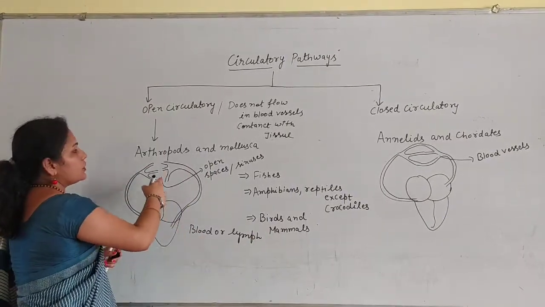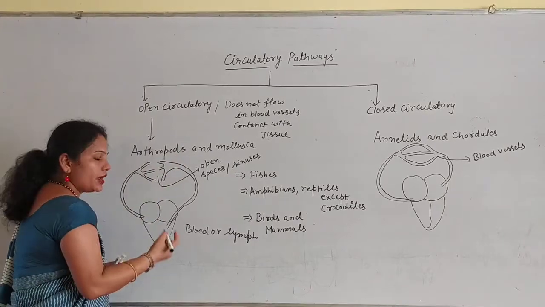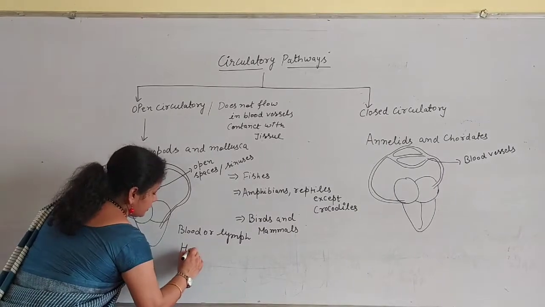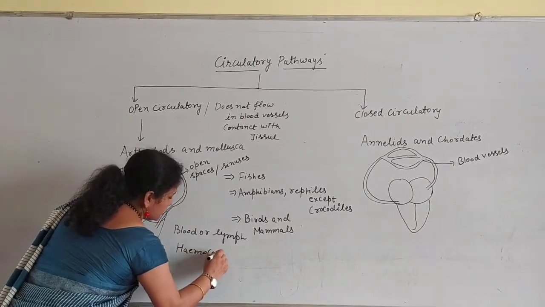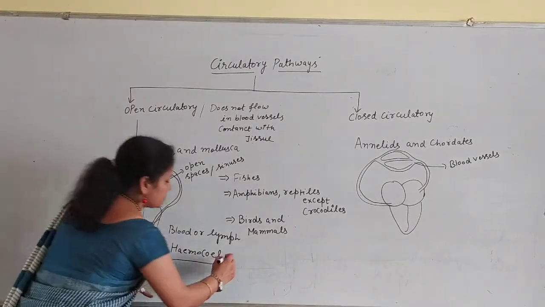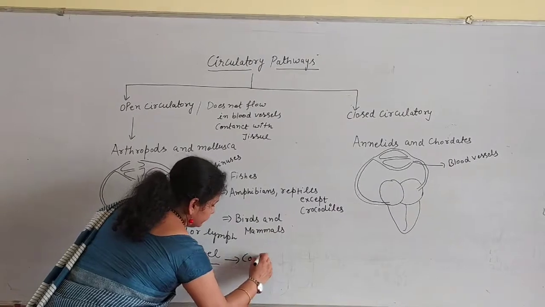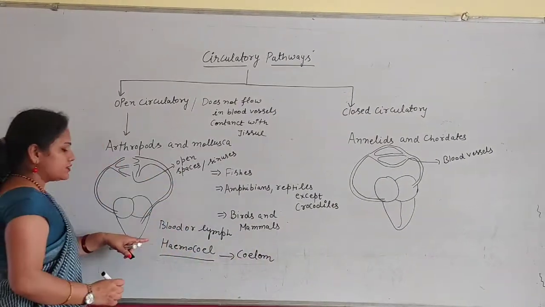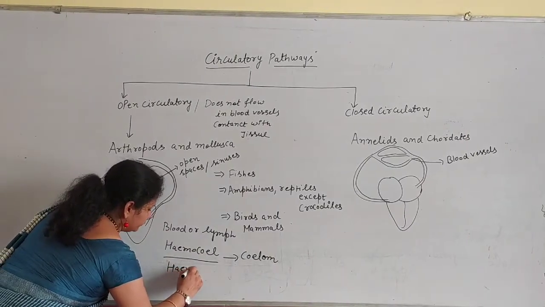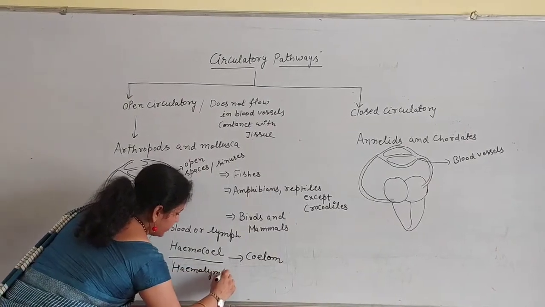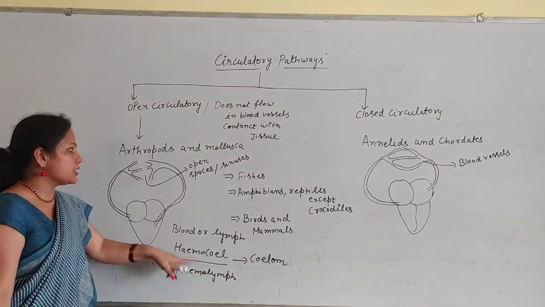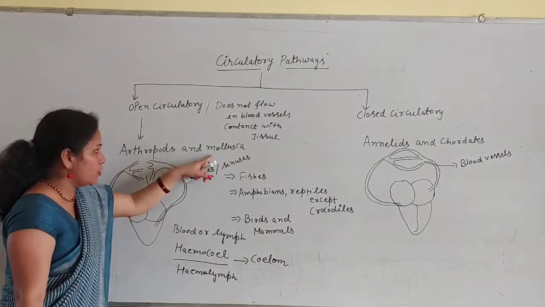In the case of arthropods and mollusca, the blood is filled in the coelom, so it is known as hemocoel. So what is hemocoel? When blood is present in the coelom. And sometimes we call it hemolymph. Why? Because there is no difference between the lymph and the blood in the case of arthropods and mollusca.